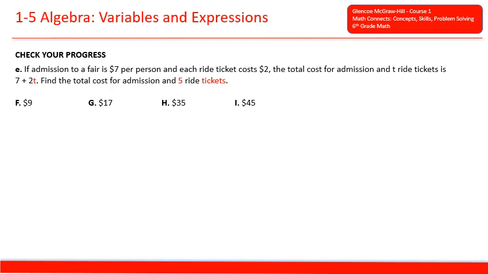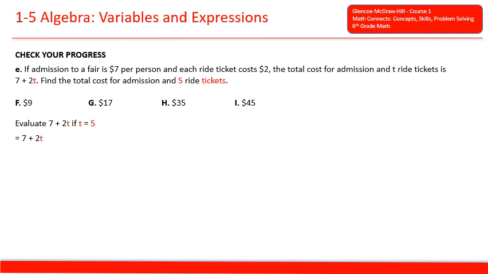Check your progress. If admission to a fair is $7 per person and each ride ticket costs $2, the total cost for admission and T ride tickets is 7 plus 2T. So that's $7 plus $2 for every ticket. Find the total cost for admission and 5 ride tickets. So we know the formula is 7 plus 2T, which means $7 plus $2 times the number of tickets, which is T. And then they're going to tell us T equals 5.